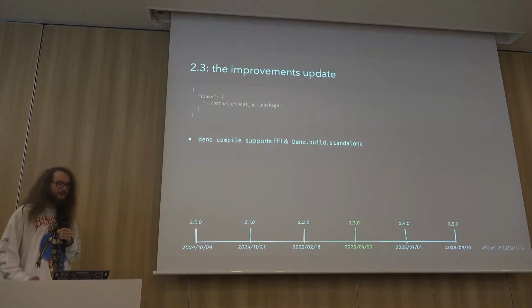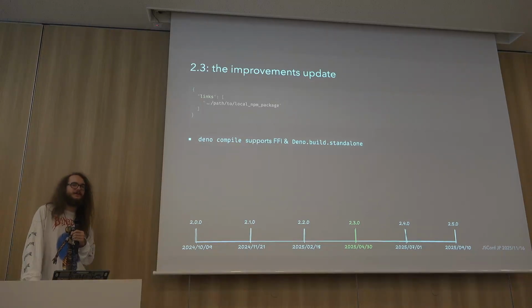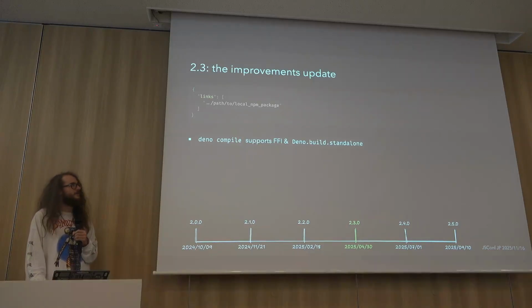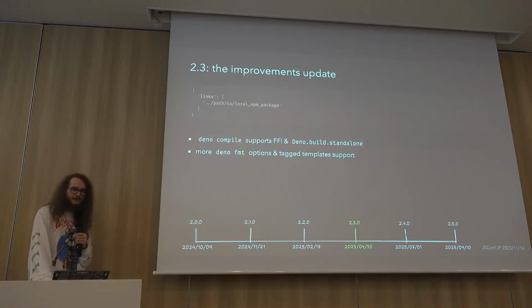Then Deno compile supports FFI and adds a new API for Deno build standalone, which basically is just a Boolean, which tells you if you're in a compile context or not. And well, support for FFI, I think is quite interesting, given that many use cases of FFI that I saw in the community were, for example, windowing of some sort, and those were not compilable, but now those are.